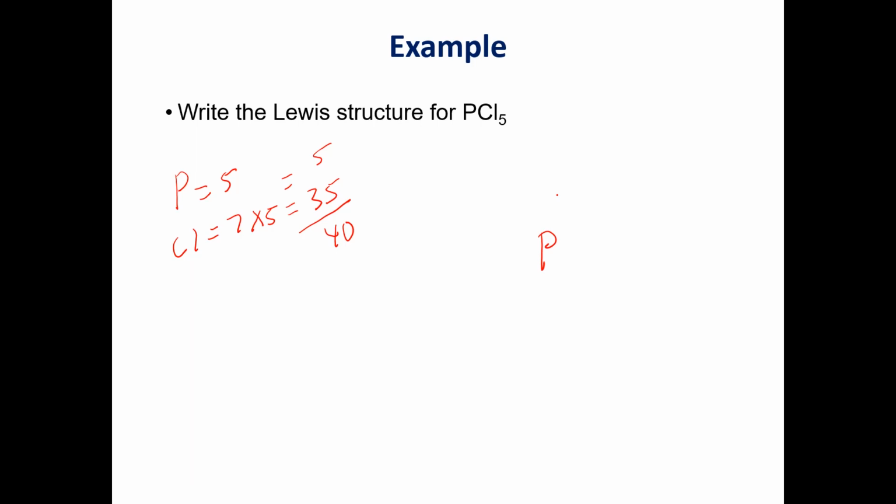So between phosphorus and chlorine, phosphorus is our less electronegative atom, so we're going to put phosphorus in the center. We have chlorine, and we're going to connect all 5 of the chlorines to phosphorus. So we give all of the chlorines their octets. So that gives us 2, 4, 6, 8, 10, 12, 14, 16, 18, 20, 22, 24, 26, 28, 30, 32, 34, 36, 38, 40 electrons, which is what we were supposed to have.